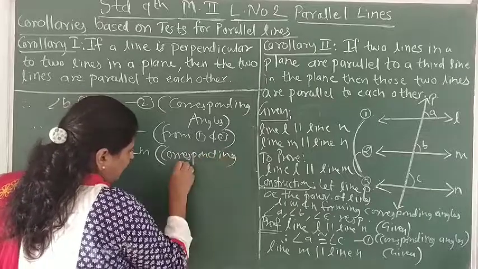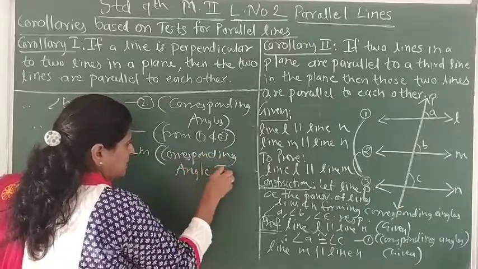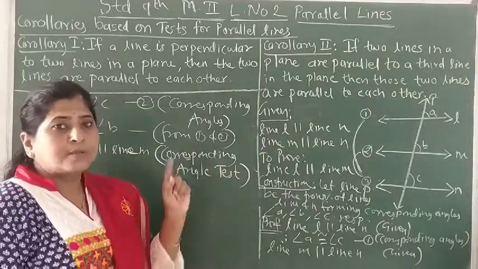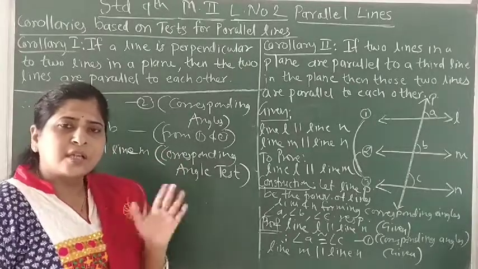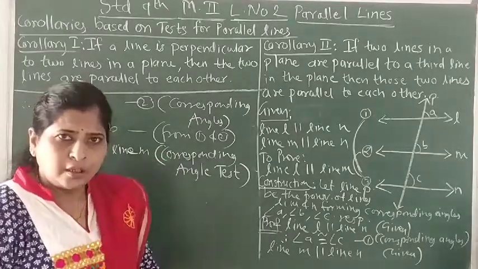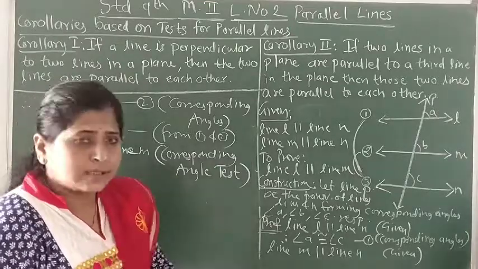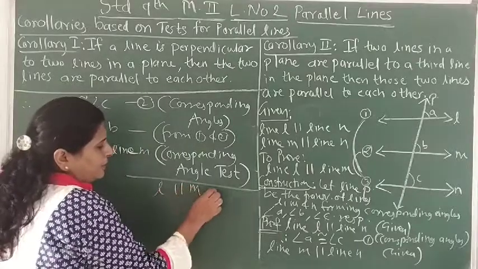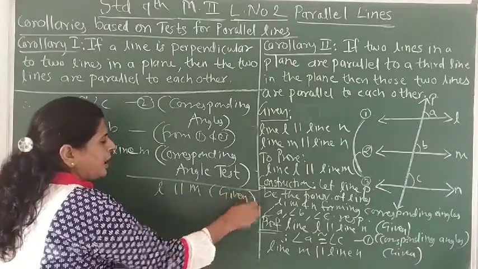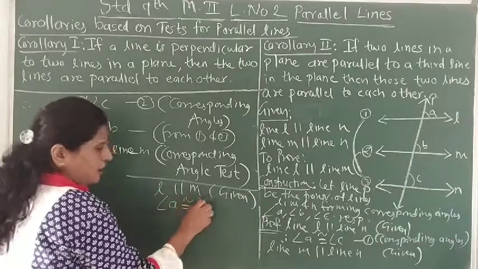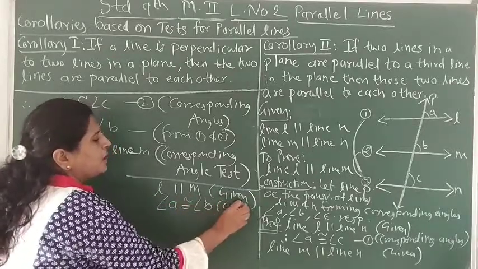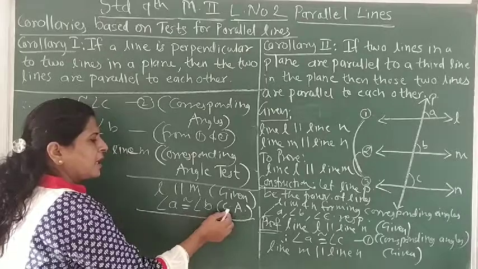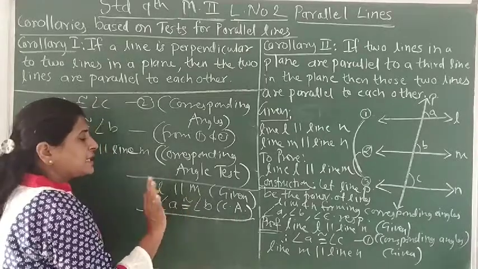Here I want to give you a smart tip, because sometimes students get confused about where to write corresponding angles and where to write corresponding angle test. So let me tell you: when lines L and M are given as parallel and you then say angle A is congruent to angle B, you have to write only corresponding angles. So when two lines are parallel, these pairs of corresponding angles are congruent. That's it. Here the word test is not required.